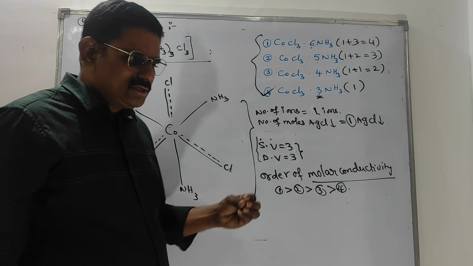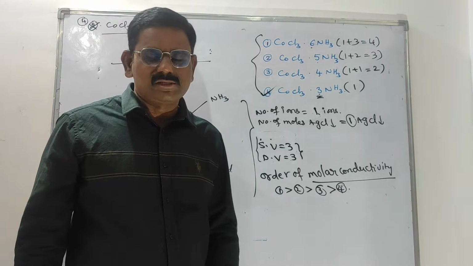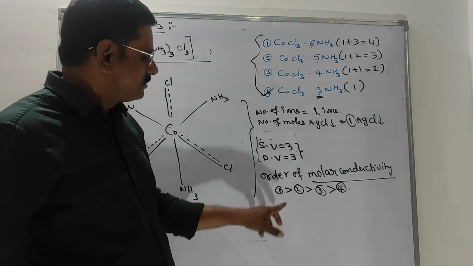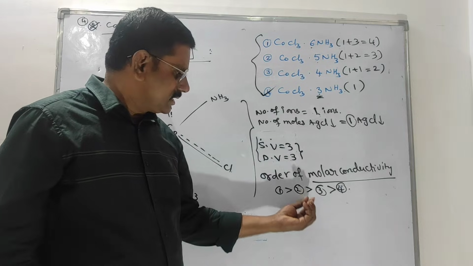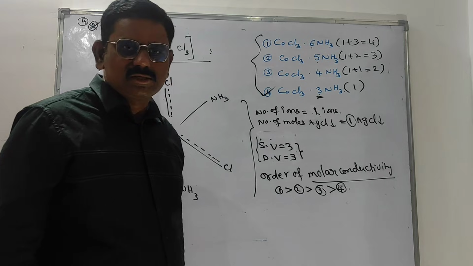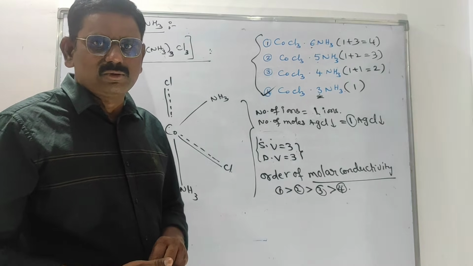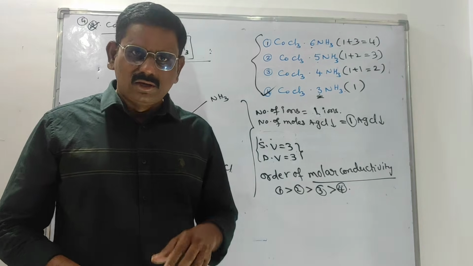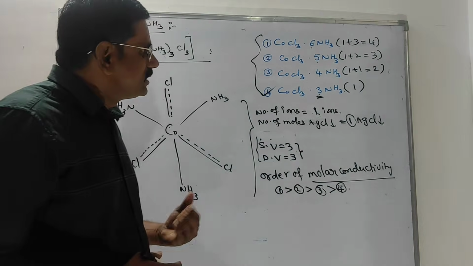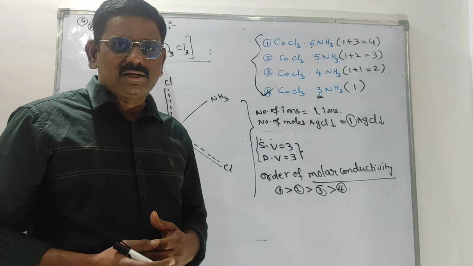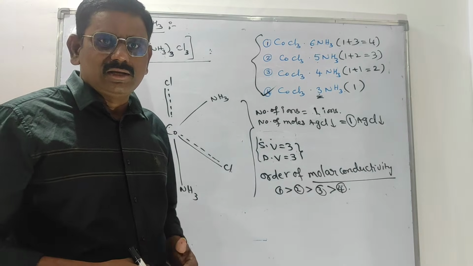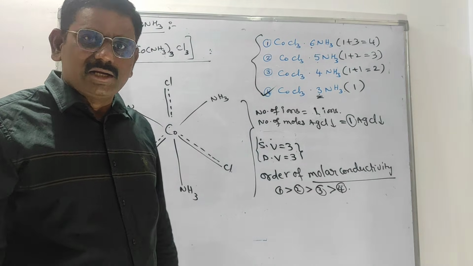And number of moles of AgCl precipitate formed in the aqueous solution is also in the same order. First one forms 3 moles of AgCl, second one forms 2 moles, then 1 mole, and 0 moles of AgCl are formed. These are the objective questions which frequently come in objective examinations like JEE Main, Advanced and NEET. If you are unable to understand, please revise this concept again, and definitely I'm sure you will answer without any hesitation.